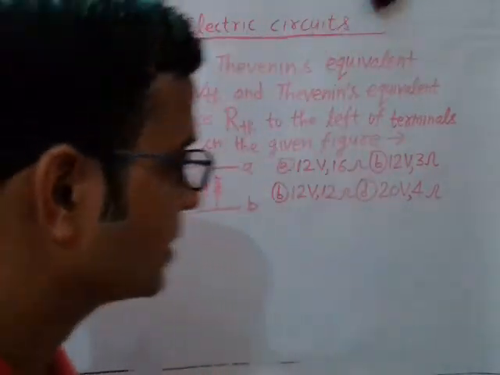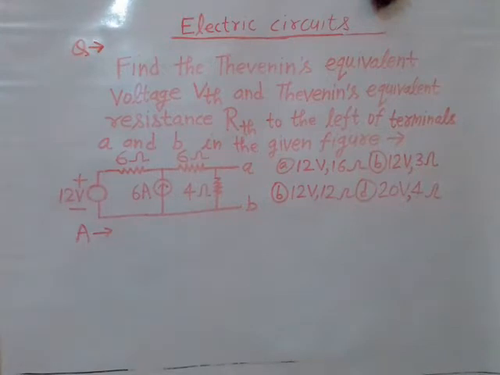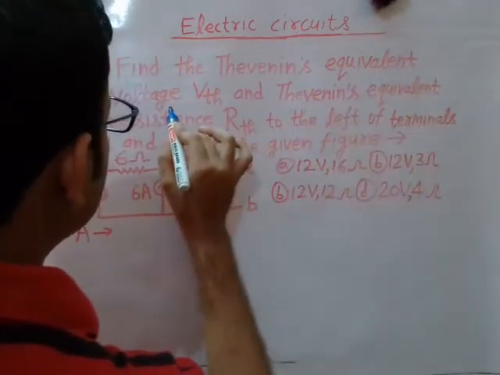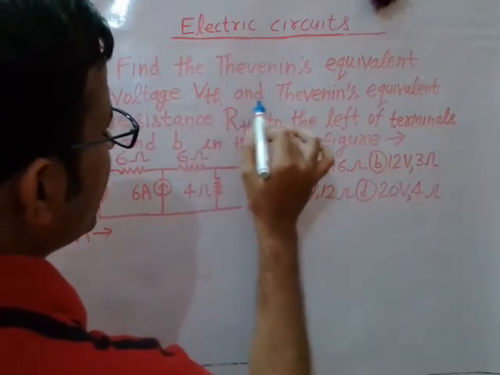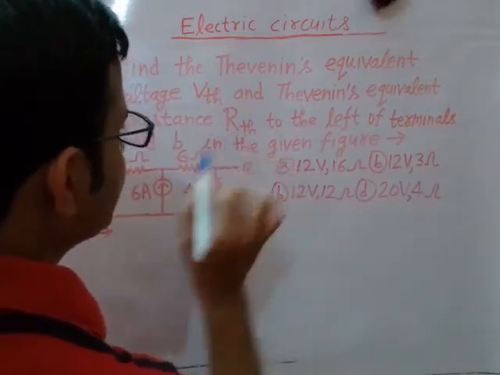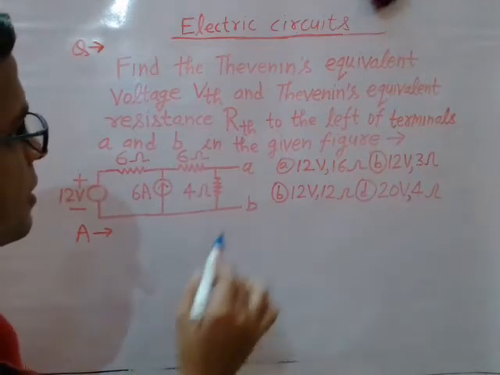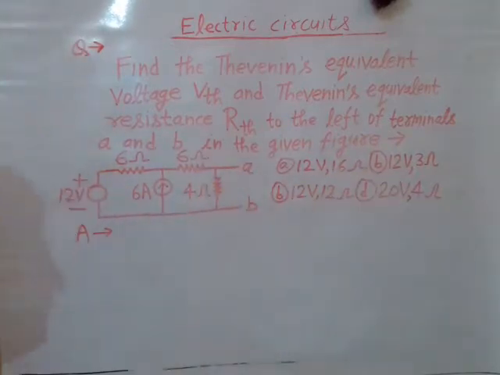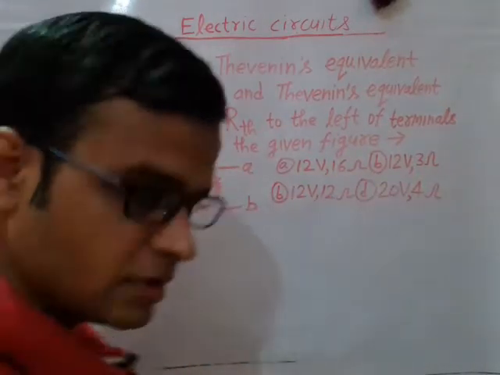This question has been asked in the ESE 2011 examination. Please read the question statement. Find the Thevenin's equivalent voltage VTH and Thevenin's equivalent resistance RTH to the left of terminals A and B in the given figure. Did you understand the question?